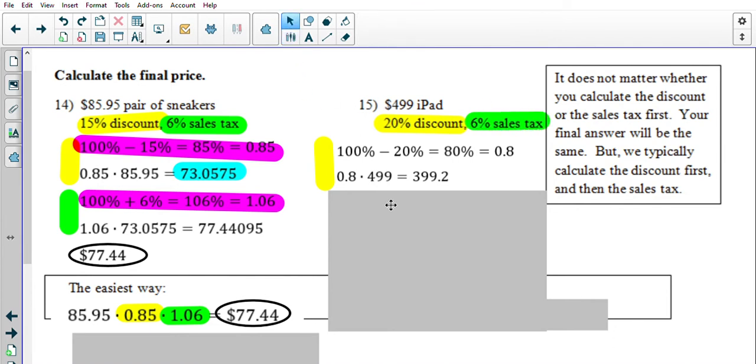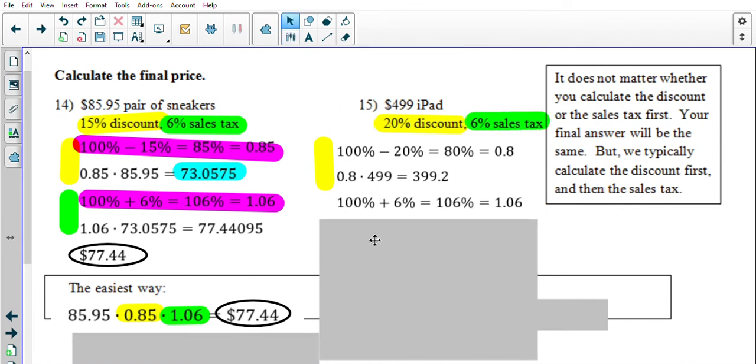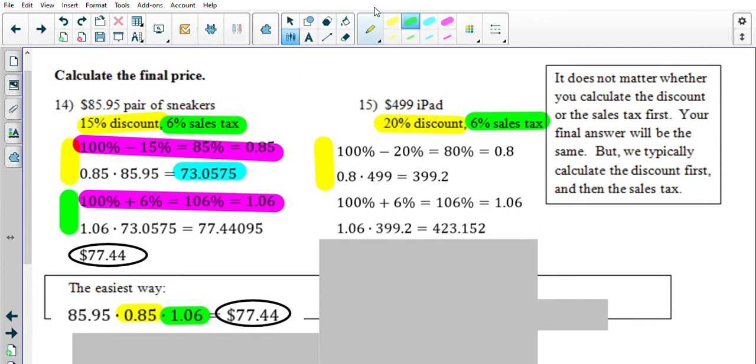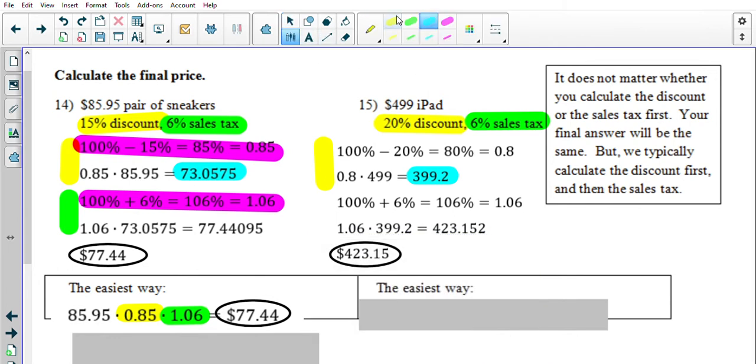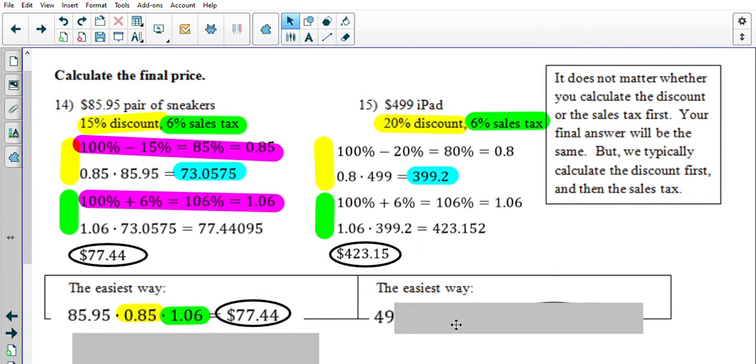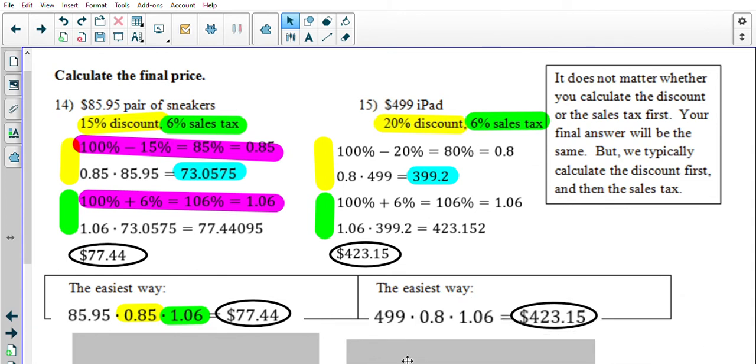Let's take a look now at our sales tax, 6%. So we do 100% plus 6%, which is 106% or 1.06. Multiply that again by the $399.20, not the original price. That's a big deal. We get $423.152. So it's $423.15 since that next digit is a 2. Final answer, $423.15. Easiest way though, take $499 times 0.8 for the discount times 1.06 for sales tax. Guess what? You get the exact same answer.